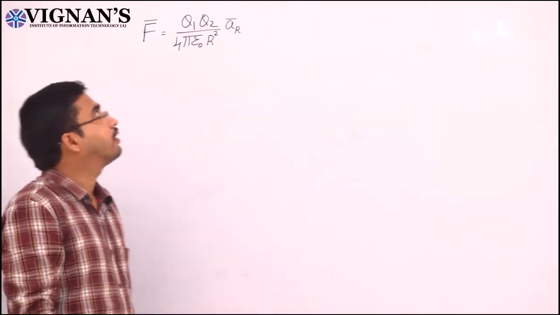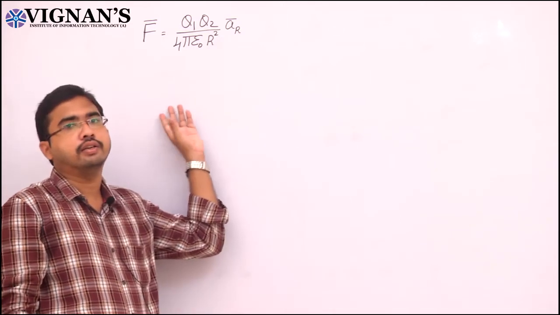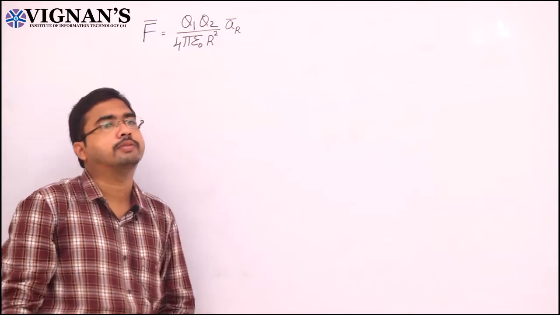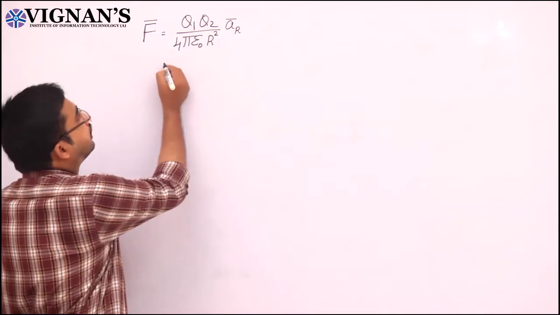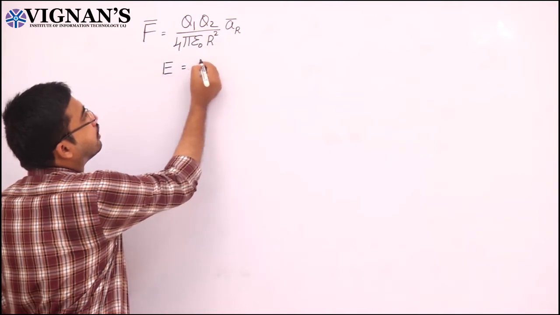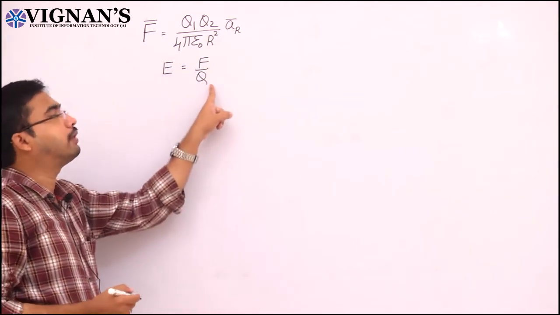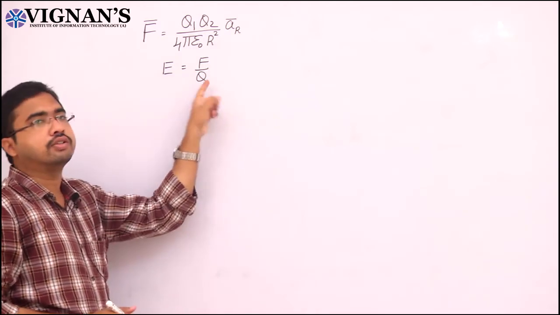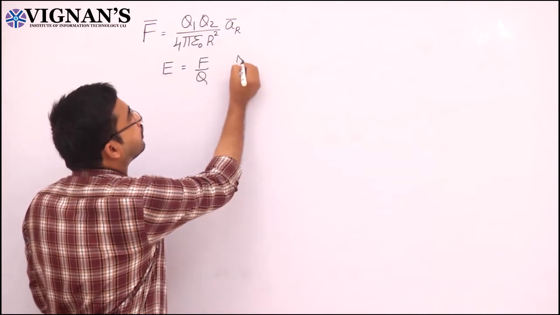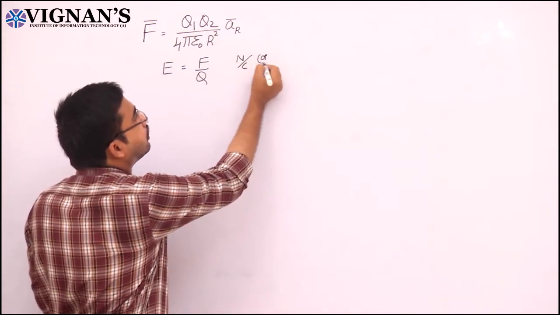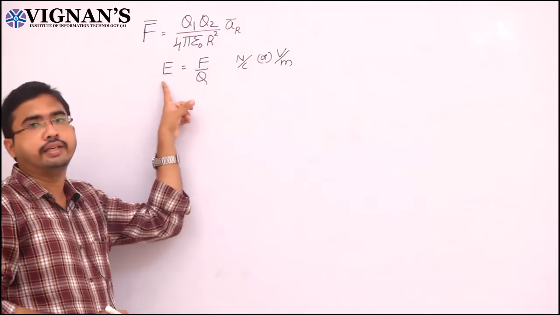Welcome friends. Today let us discuss some problems about electric field intensity. So first we need to know what is meant by electric field intensity. Electric field intensity is defined as the force acting per unit charge. The force acting per unit charge, F by Q, is called electric field intensity, which is expressed in newtons per coulomb. Volts per meter is also a unit for electric field intensity.